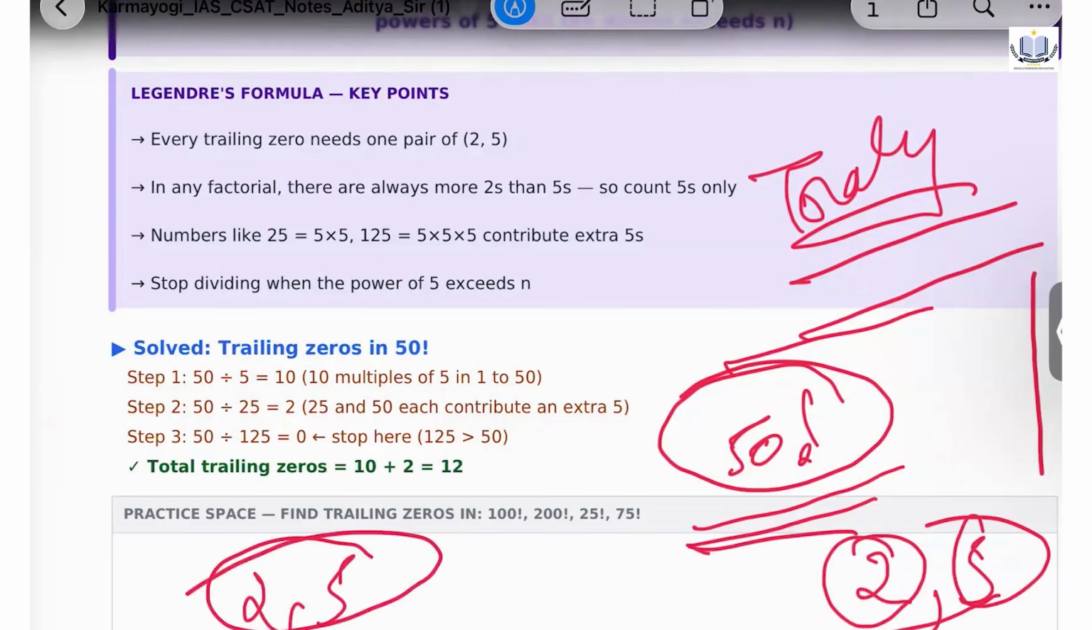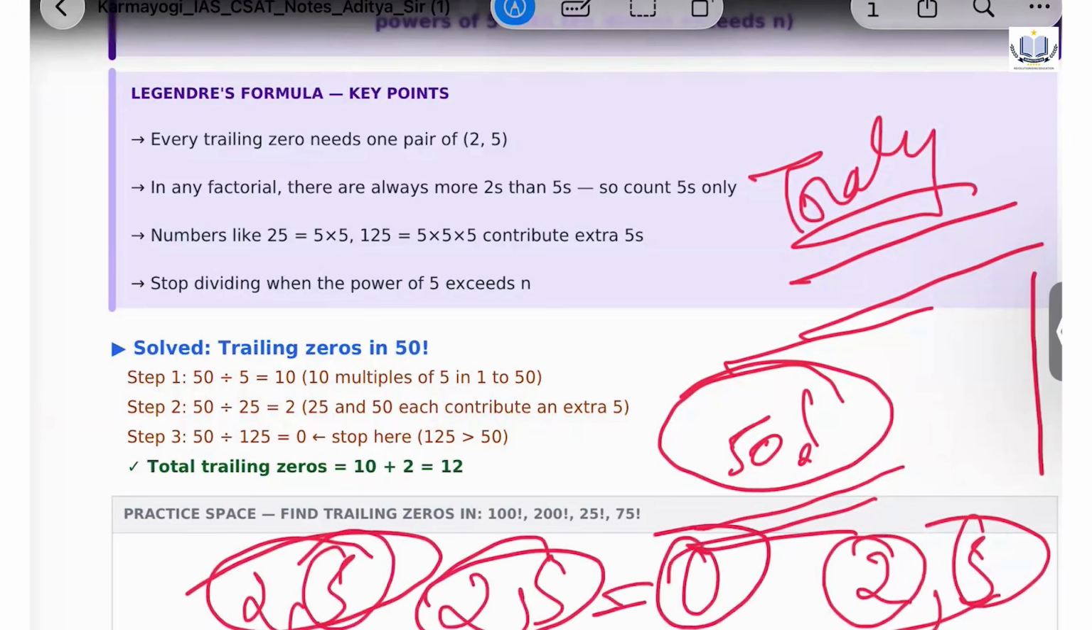So what we will try to calculate? We will try to calculate more 5 because 2 and 5, when they will be together, then only there will be a 0. So why to calculate 2? We will calculate 5. Without 5, there cannot be 0. So there is one method that you calculate the number of 5's.